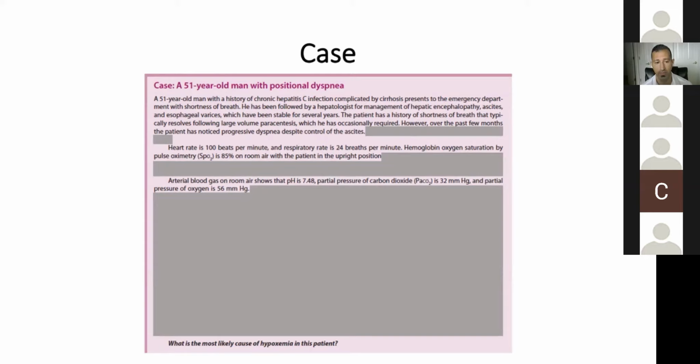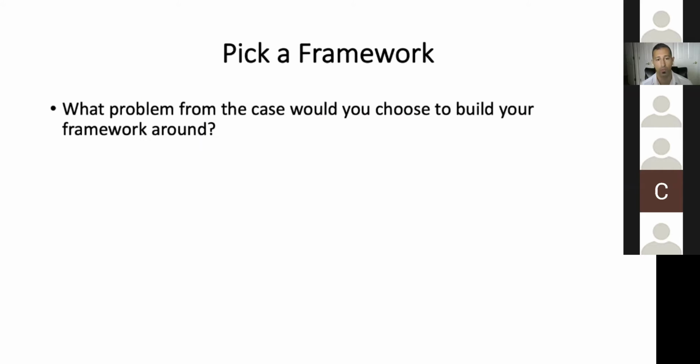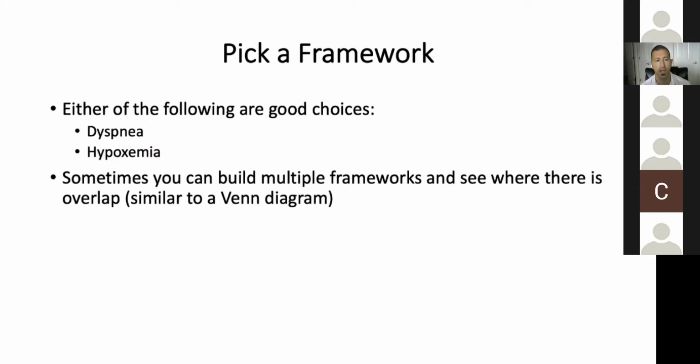Hemoglobin oxygen saturation by pulse oximetry is 85% on room air with the patient in the upright position. Arterial blood gas on room air shows that the pH is 7.48, the partial pressure of carbon dioxide is 32 millimeters of mercury, and the partial pressure of oxygen is 56 millimeters of mercury. What is the most likely cause of hypoxemia in this patient? Okay, so let's pick a problem from this case to build our framework around. You could pick a few different problems. I would say dyspnea and hypoxemia are the obvious choices in this case, and either of them are good choices.